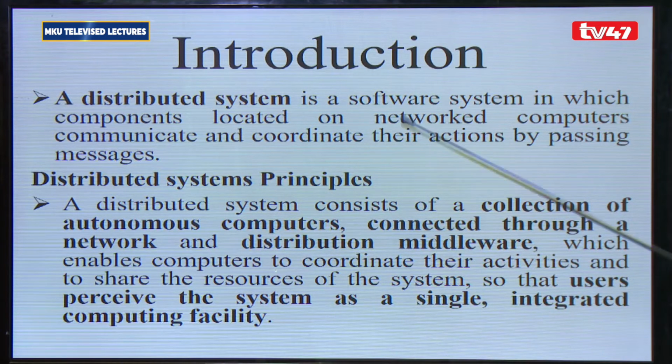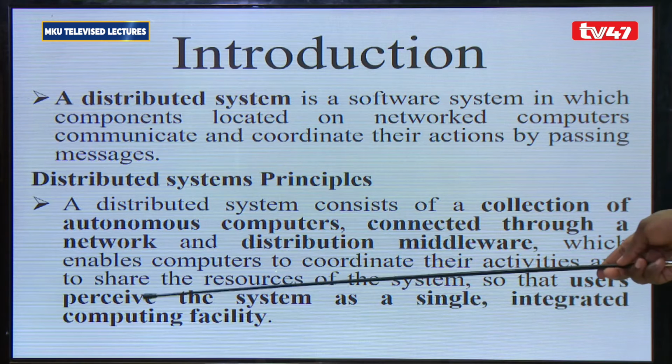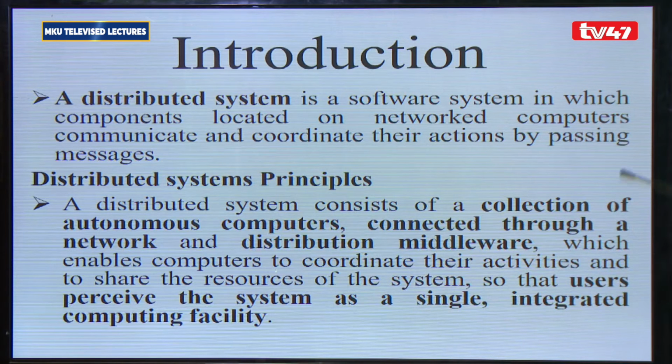So what are the principles underlying a distributed system, or what makes something to be called a distributed system? A distributed system is a collection of autonomous computers connected through a network and a distribution middleware, which enables computers to coordinate their activities and to share resources of the system so that users can perceive the system as a single integrated computing facility.